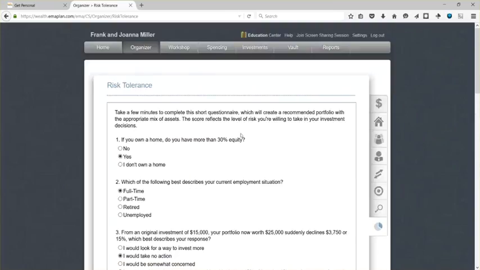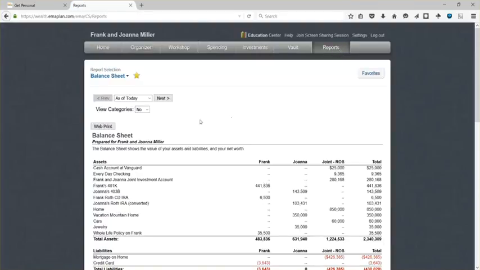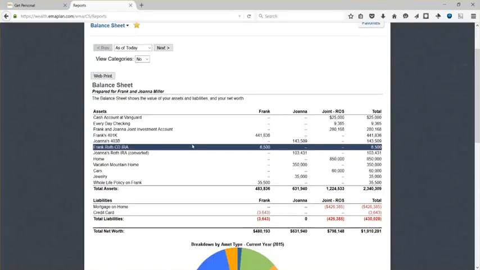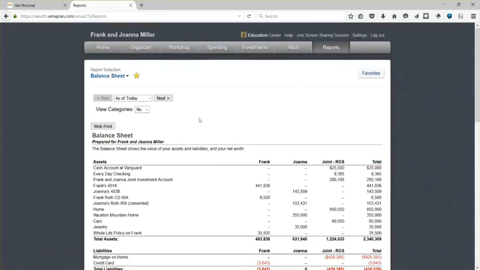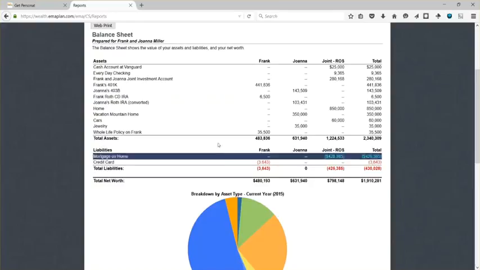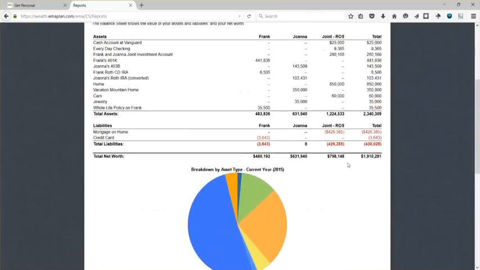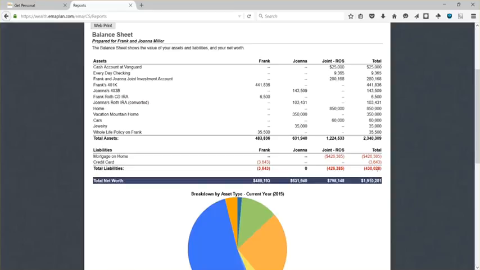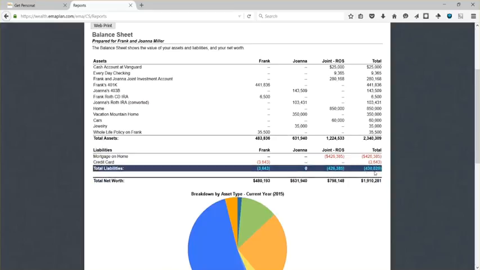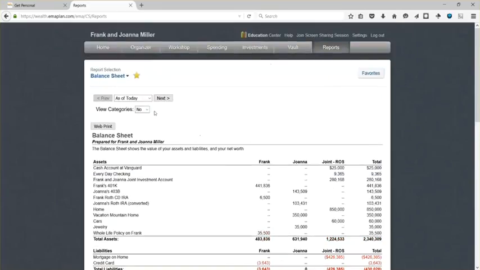So all of this information goes into a number of different reports that all are populated and dynamic as time goes on. So by default, it opens up to the balance sheet. So Frank and Joanna can look and see what their balance sheet is any particular day, with their total net worth, the sum of all their liabilities. There's also a whole host of other reports they could look at.